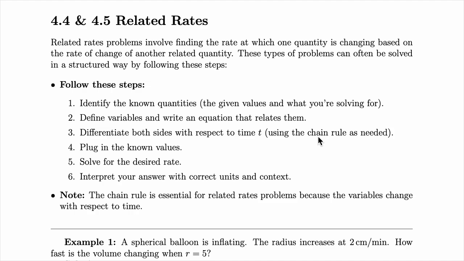Step three is to differentiate both sides with respect to time. Oftentimes, you do have to use the chain rule, so just note that as you're going through this unit. Four, of course, is basically just plug in your givens. Five is solve, and then six is, of course, just interpret your answer with the correct units and context. Again, highlighting here with this little note, just remember to use the chain rule as needed in this unit.